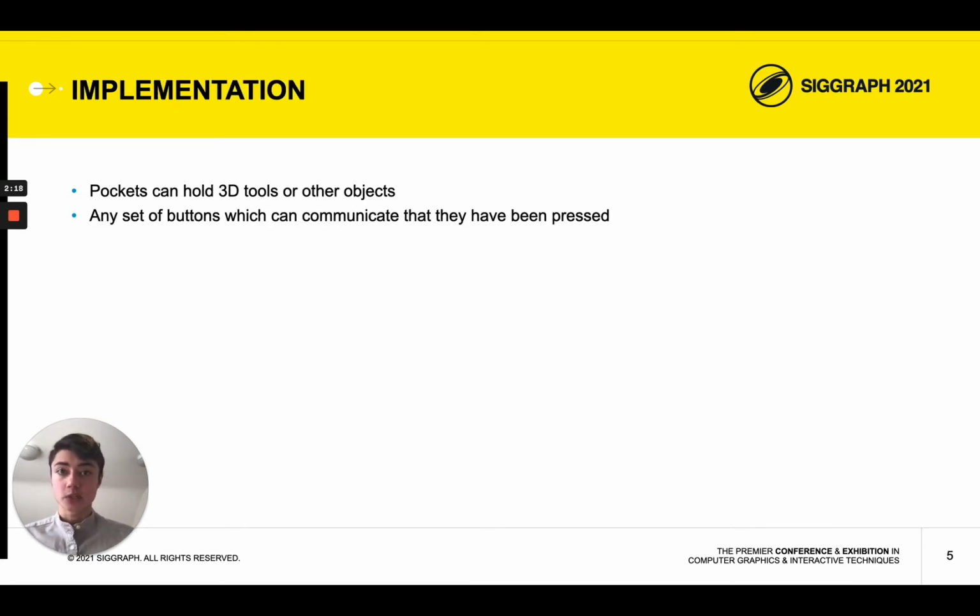They can hold any object which is marked as allowed, which could be 3D tools or other objects which don't have an impact on the environment, which don't do anything. Pockets can be implemented using any set of buttons which can communicate that they have been pressed. This could include, for example, a standard keyboard.